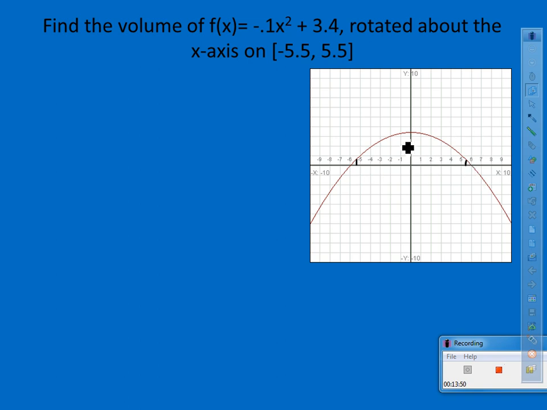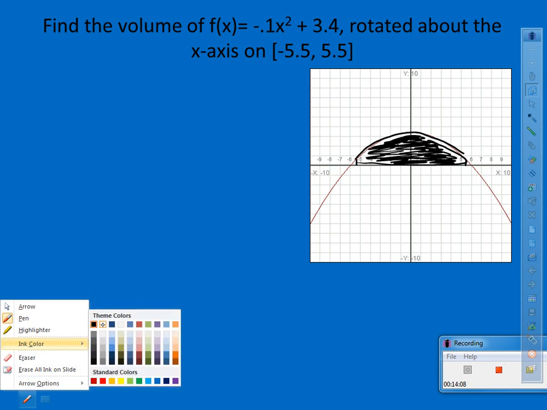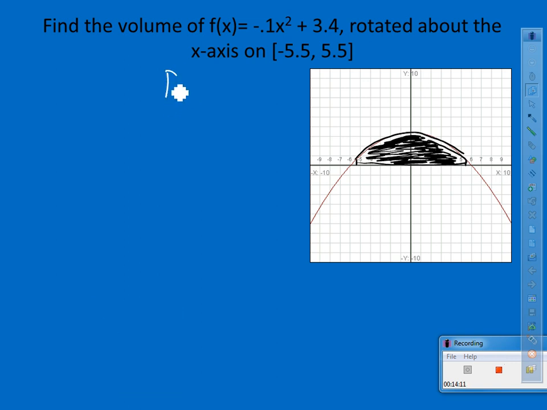So we're going to spin this part here in black about the x-axis. So that's the figure. Think about that for just a second. See if you can figure out what figure you're going to be finding the volume of. The official name of it is a prolate spheroid.